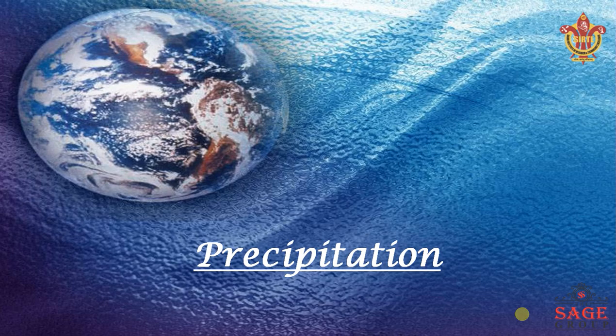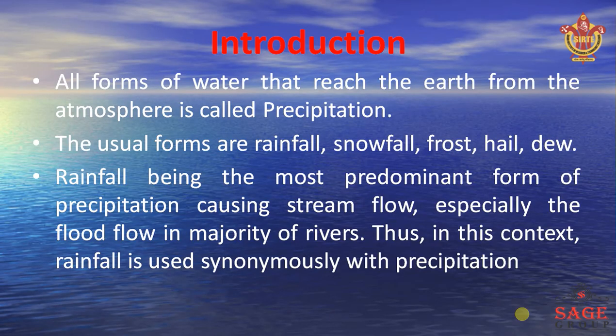So, the first and most important thing in calculating precipitation is to know what precipitation is. All the forms of water that reach the earth from the atmosphere are called precipitation. The usual forms are rainfall, snowfall, frost, hail, and dew. Rainfall is the most common and predominant form of precipitation, causing stream flow, especially the flood flow in the majority of rivers. Thus, in this context, rainfall is used synonymously with precipitation.